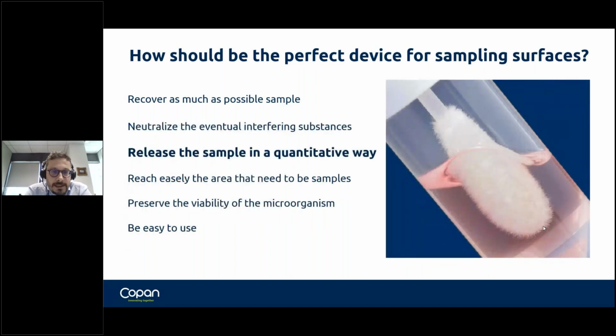Very important, the sample should be released by the collection device in a quantitative way, because I have to be able not only to detect my analyte in a qualitative way. For me, the yes or no information is not necessarily sufficient, but I need to count the amount of bacteria, for example, that I collected from a specific surface or a specific dimension of surface.